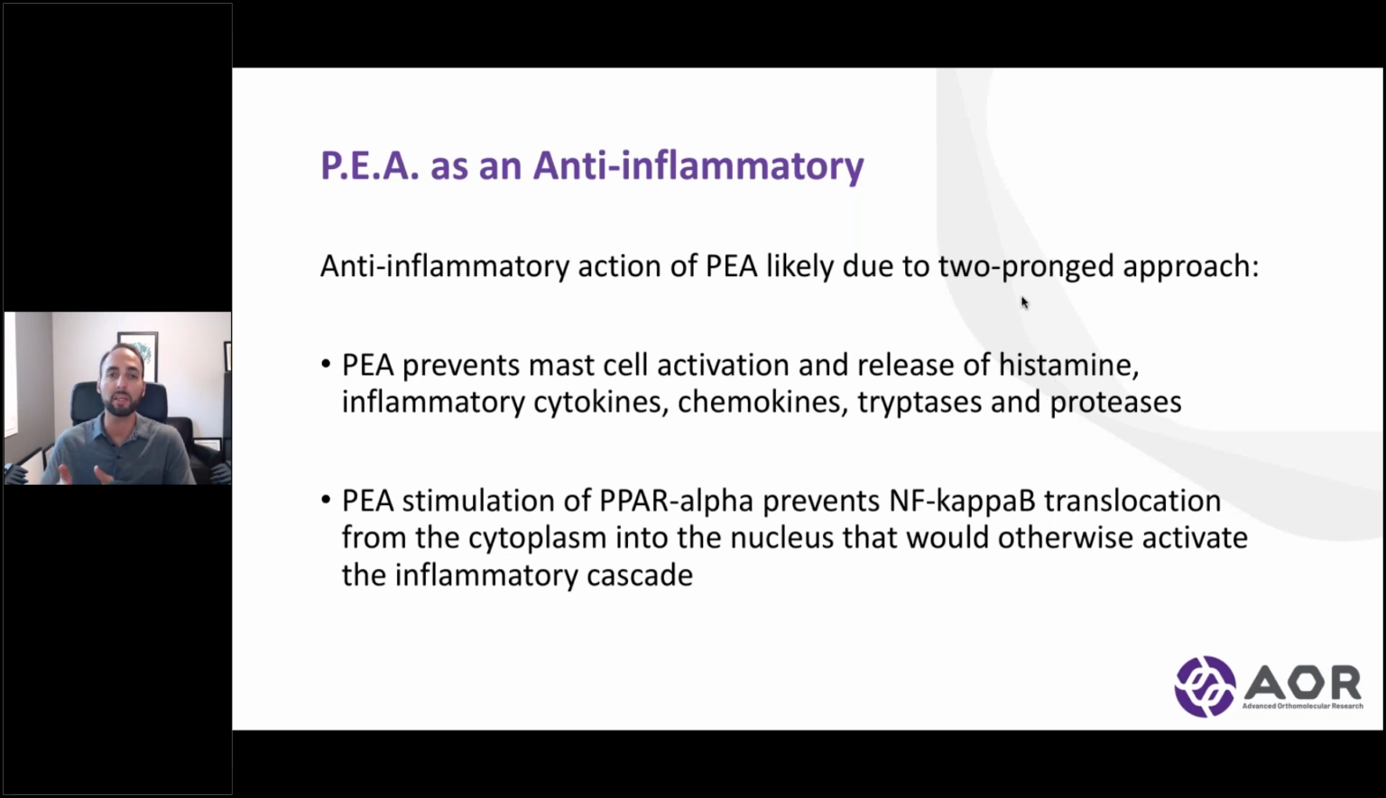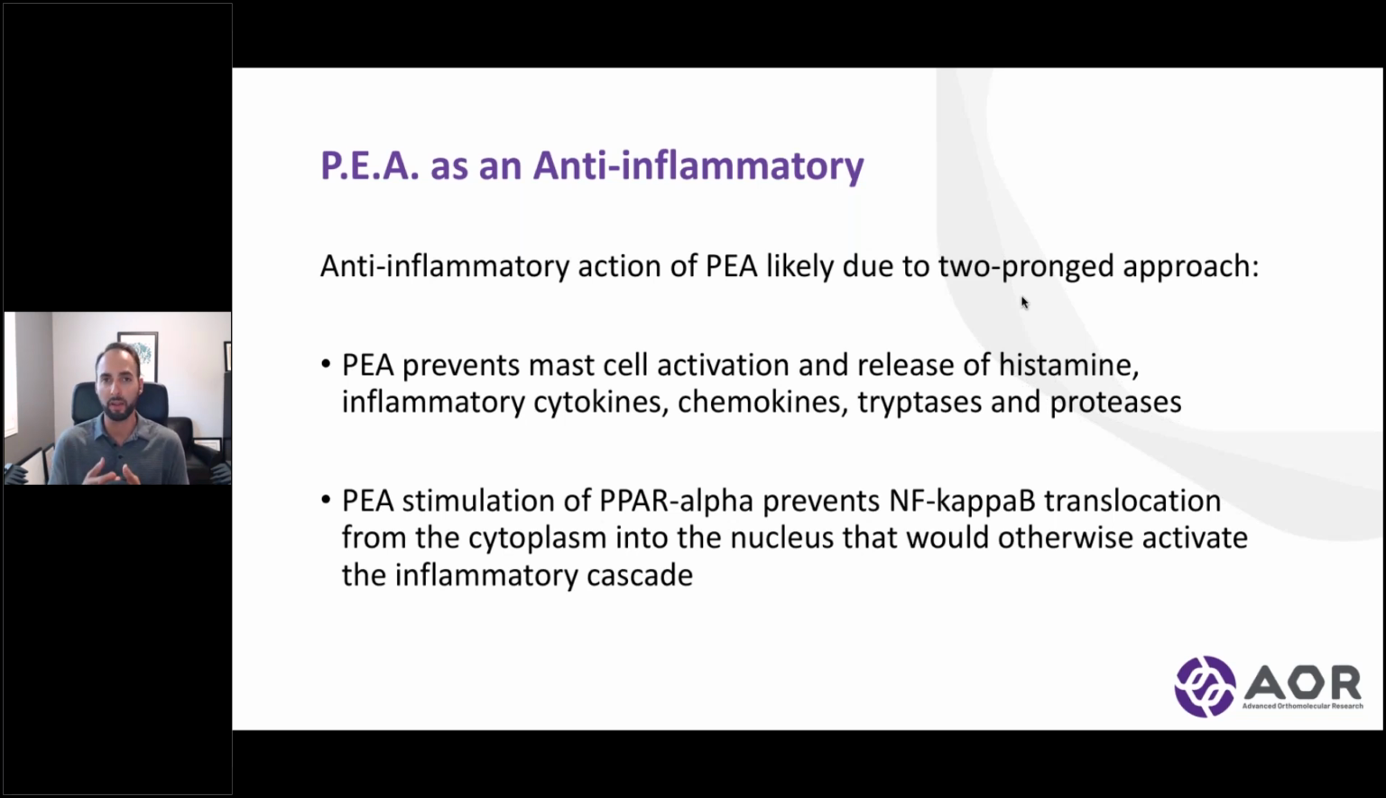Mast cells are a key player in the inflammatory cascade. They produce histamine, and inflammatory molecules like chemokines and cytokines. These are molecules that are released very quickly, especially in the acute stages of inflammation. And PEA regulates mast cells, preventing the overproduction of these particular molecules. Think of PEA as kind of the built-in brake for the inflammation.